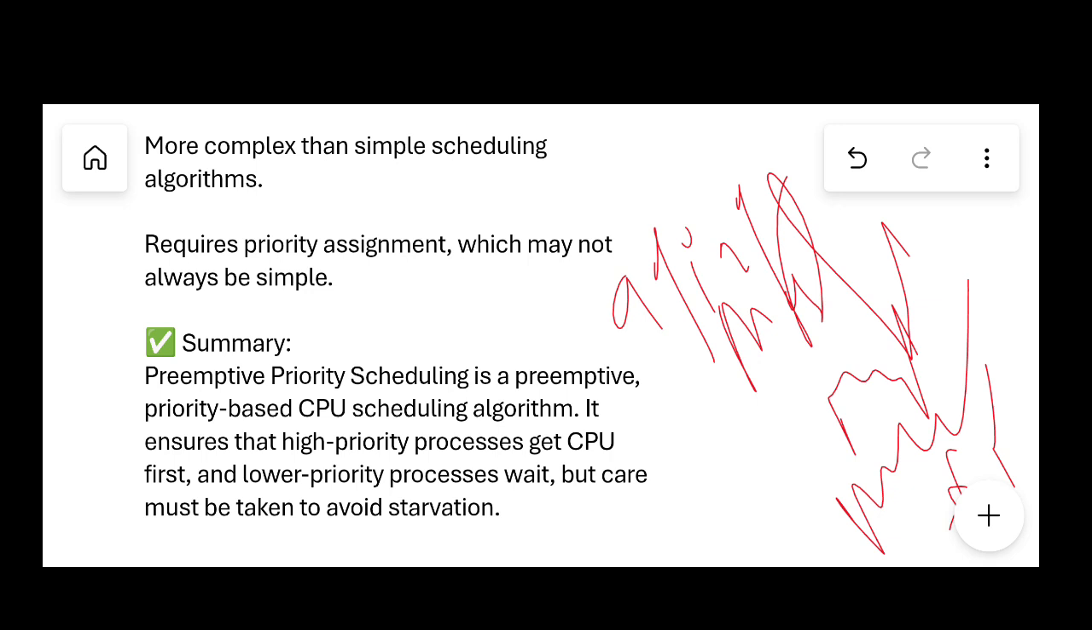So basically, preemptive priority scheduling is a priority-driven CPU scheduling algorithm. It ensures that critical tasks get CPU time first while lower priority processes wait. It is widely used in real-time and interactive systems, but we need to be careful about starvation and make sure the system is fair to all processes. Understanding this algorithm gives you a clear picture of how modern operating systems handle multiple tasks efficiently.